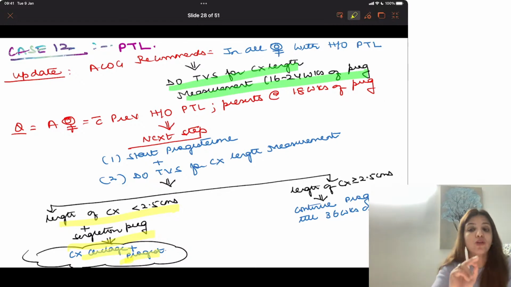Cervical cerclage has to be put only if it is a case of singleton pregnancy. Right? So in case of multifetal pregnancy, your answer is going to be that the next step is progesterone. Right? In all patients with previous history of preterm labor, irrespective of cervical length, you have to give progesterone.